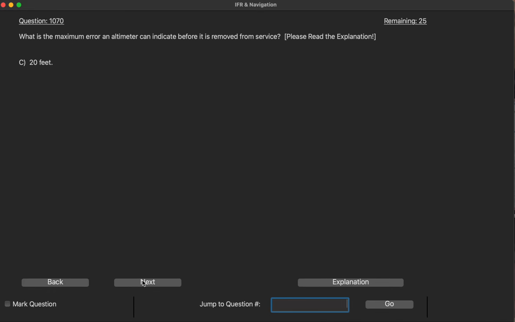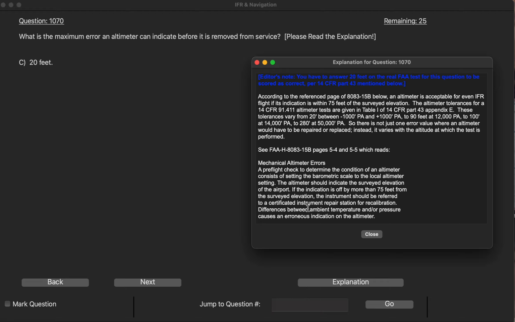What is the maximum error an altimeter can indicate before it is removed from service? And it says, please read the explanation. The answer is 20 feet.